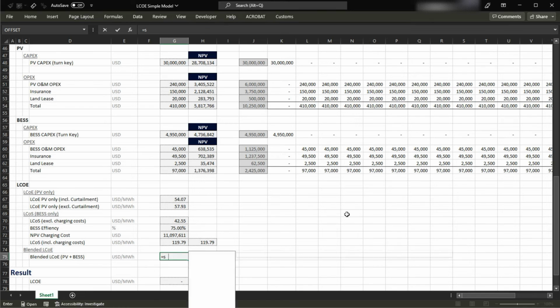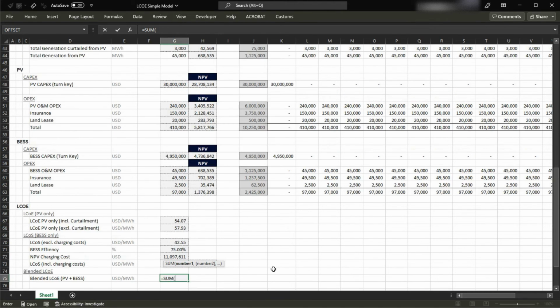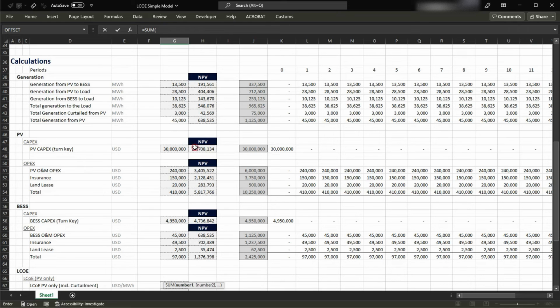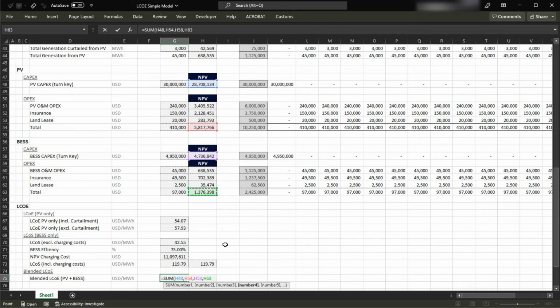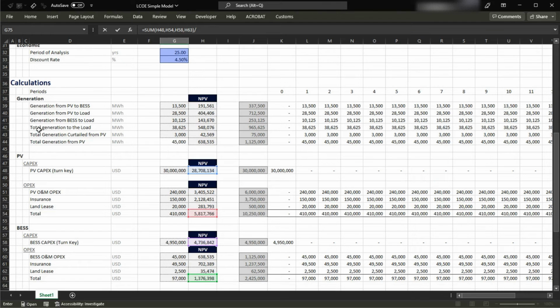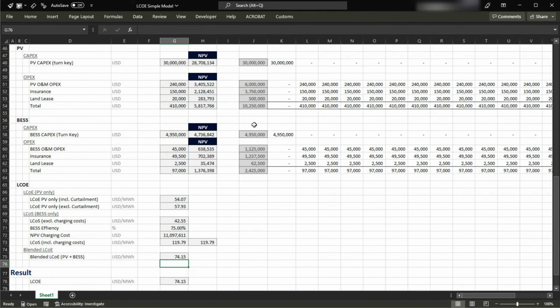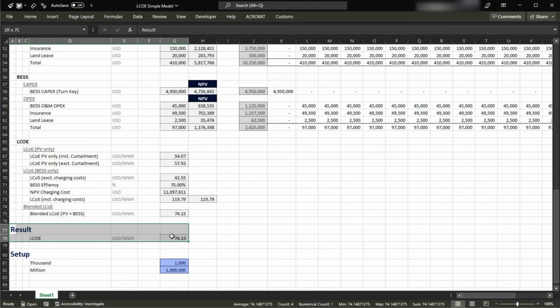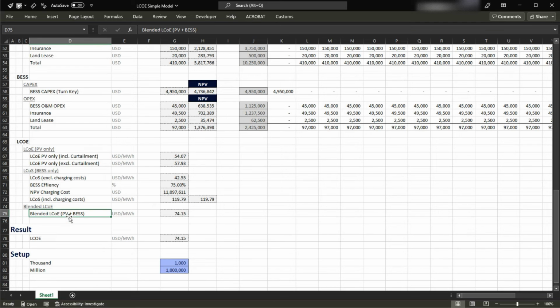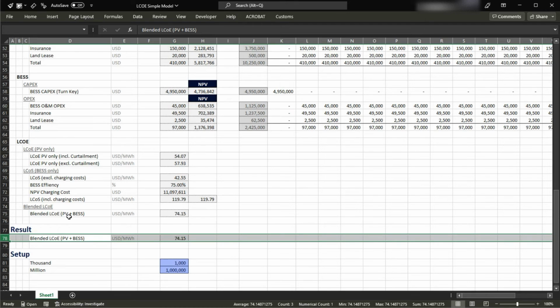So this is going to be equals what? Sum of total capex PV plus BESS. So you go here, it's going to be 28 plus 5 plus 4 plus 1, divided by the energy delivered to the load, which is total generation to load. Okay, so this is the final LCOE to the owner of this particular asset. Then we're just delivering here the final LCOE. So let me copy the label here. So this is the blended LCOE.